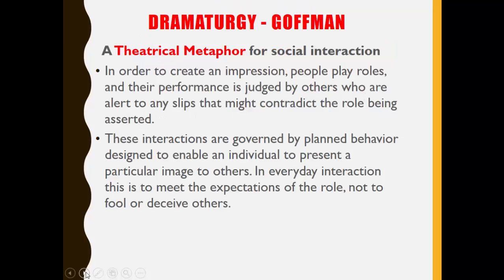All right, we talked about in outcome 1, Erving Goffman said that our interactions are going to be impacted by something he coined dramaturgy. In order to create an impression, people play roles and their performance is judged by others. These interactions are governed by planned behavior designed to enable an individual to present a particular image to others. In everyday interaction, it is to meet the expectations of the role, not to fool or deceive others. So it might be, here's what's expected out of a friend. Here's what's expected out of a partner. Here's what's expected out of a teammate. In those different scenarios, those different statuses, you're going to interact a little bit differently.